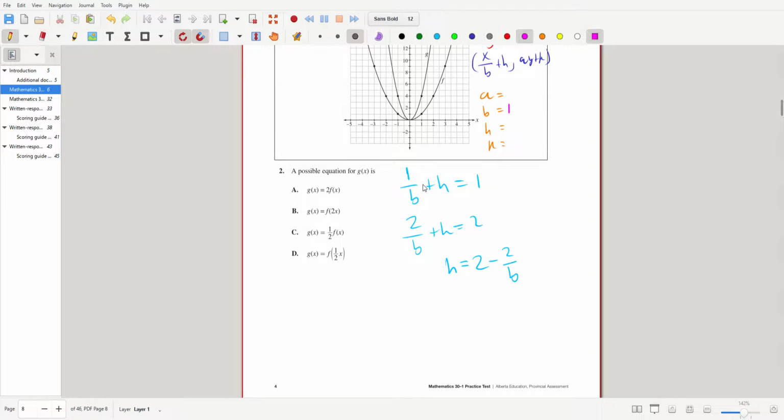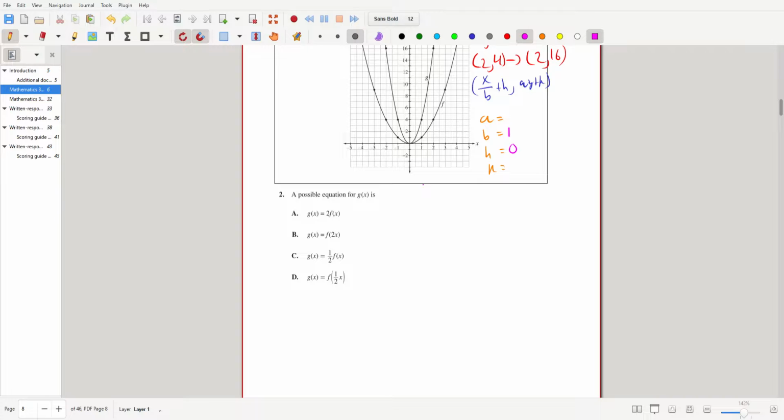Okay. Now that we have b, we can put this into here and solve for h. So 1 times 1 plus h equals 1. So then h has to be 0. Well, h is 0. Now that leaves us with our a and k values that we still have to find.